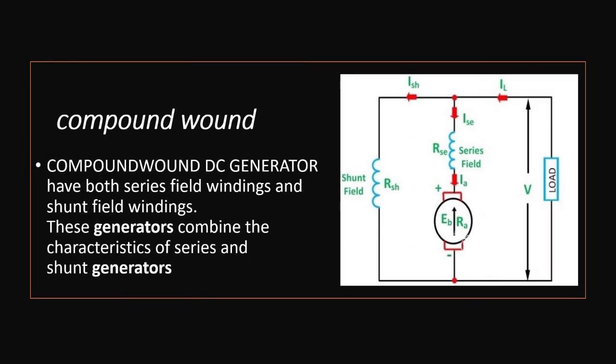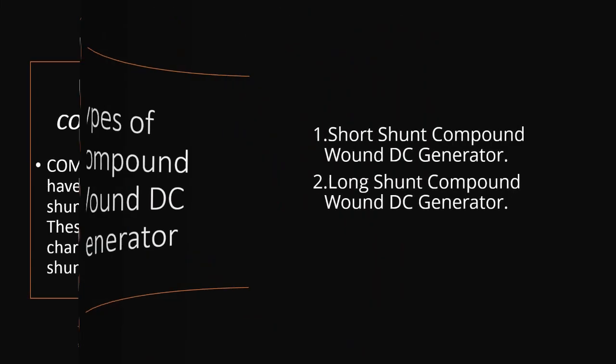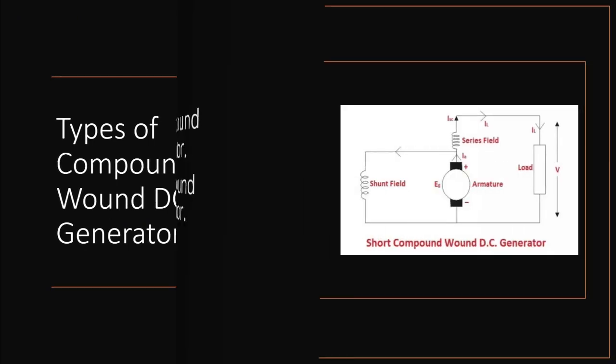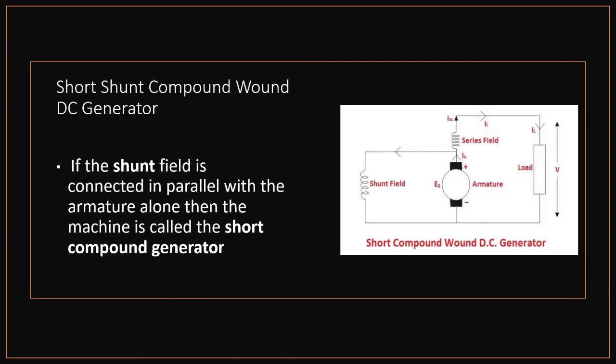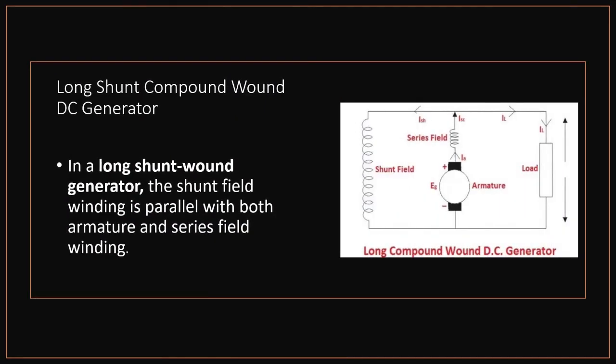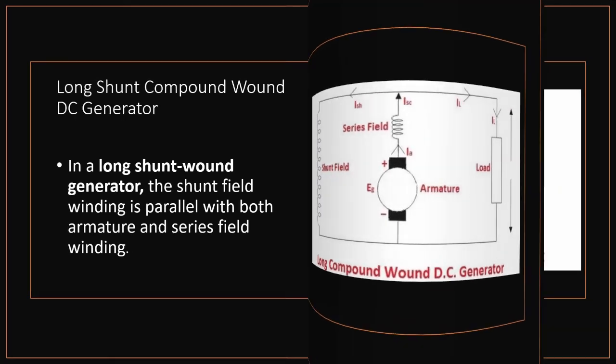Compound wound DC generator have both series field windings and shunt field windings. These generators combine the characteristics of series and shunt generators. Short shunt wound and long shunt wound are two types of compound wound DC generator. If the shunt field is connected in parallel with the armature alone, then the machine is called the short compound generator. In a long shunt wound generator, the shunt field winding is parallel with both armature and series field winding.